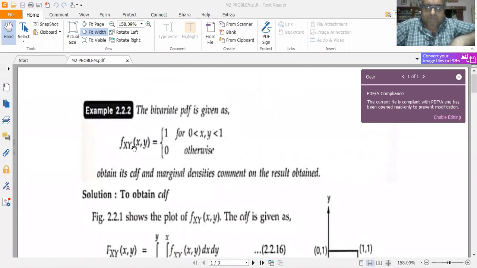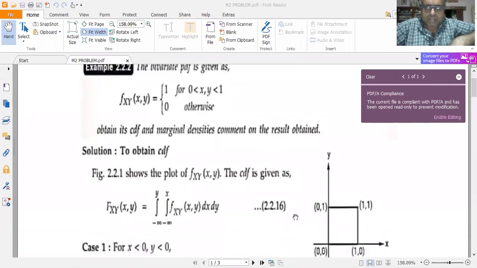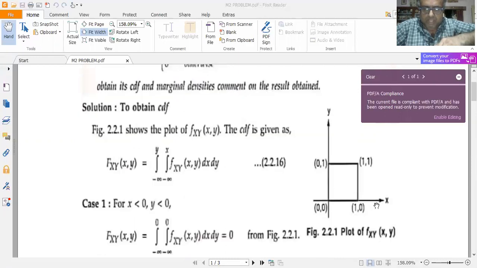So based upon the given problem, this is the graph of the given joint PDF. It is equal to 1 for 0 less than x, y less than 1. So the area is a rectangular area. So the joint CDF is given by the integral of the joint PDF.